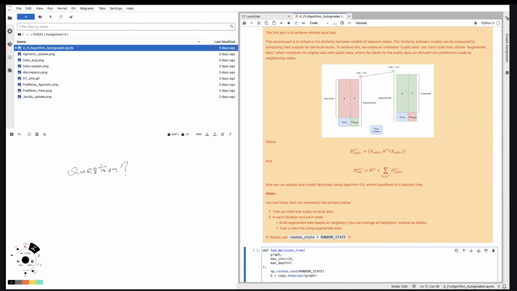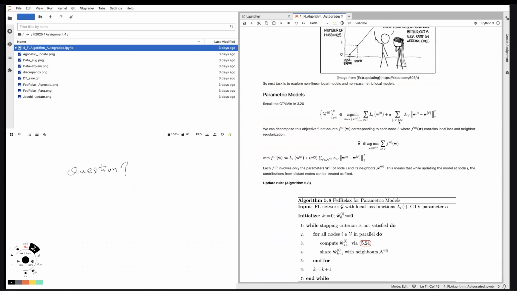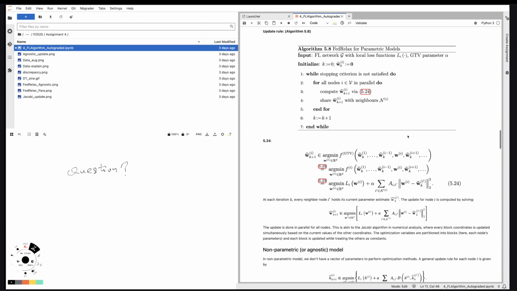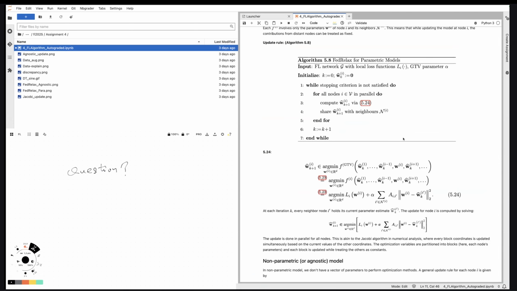Next question: why are we doing a non-parametric local model? Because we want to generalize this GTV minimization. You see that in this GTV minimization, we assume that we have this W here, which is the weight or parameter for the model. But for some models we don't have access to the parameters. For example, with a decision tree, we usually don't have access to the parameters, but we still want to do federated learning.